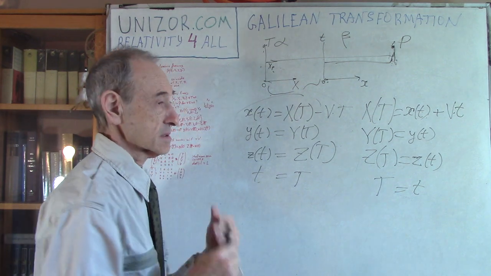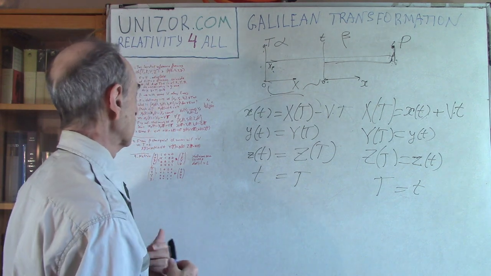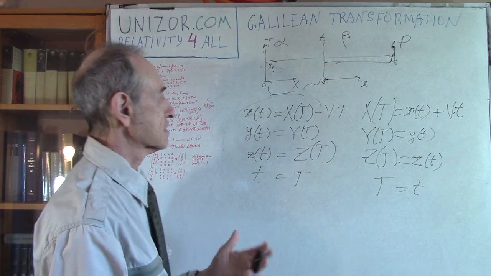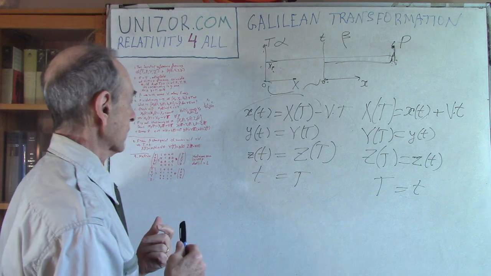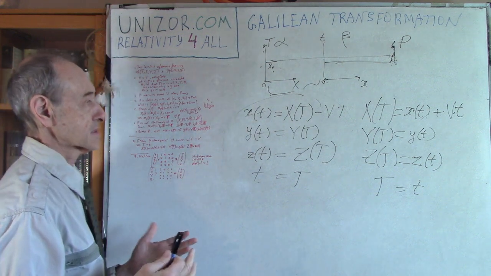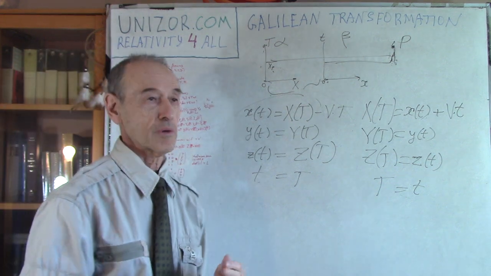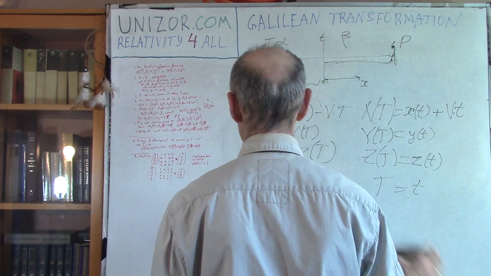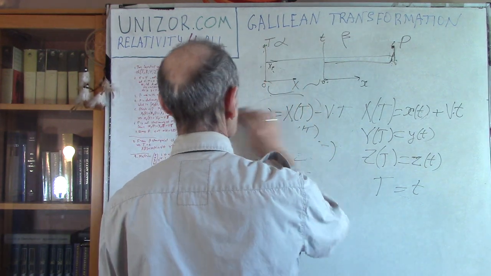Now, this kind of inversity, if you wish, can be very easily expressed in vector and matrix form. So let me just do this for completeness.